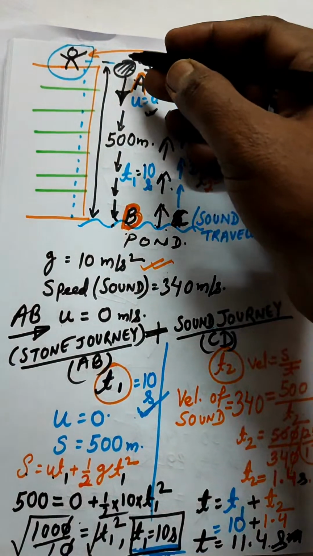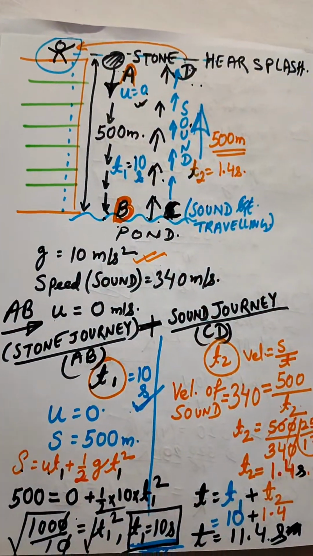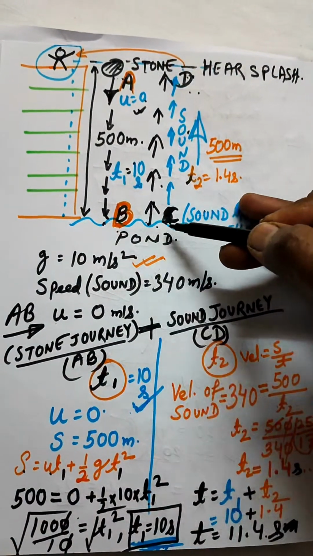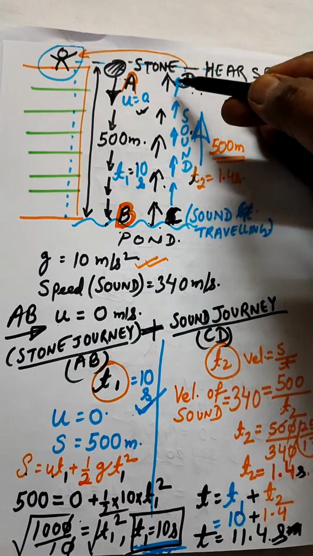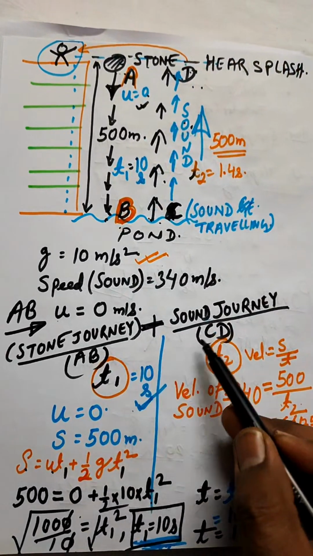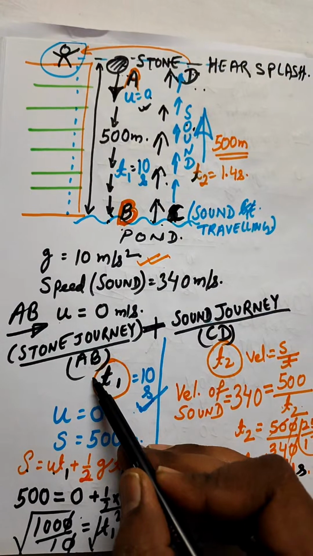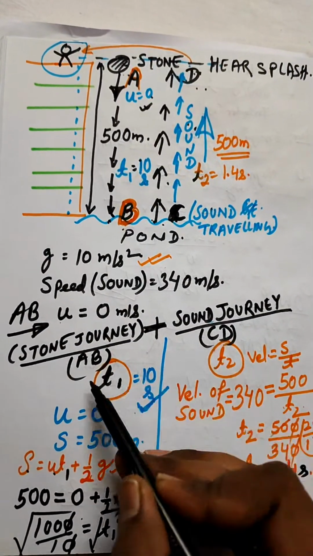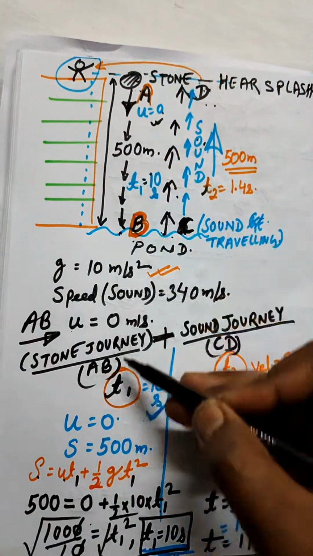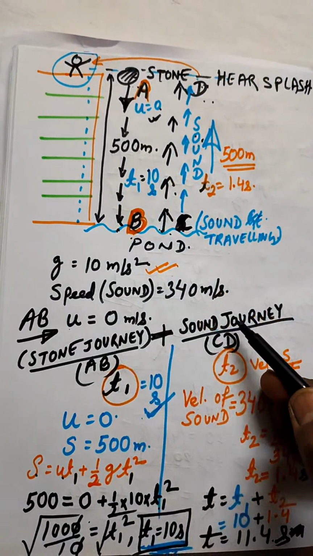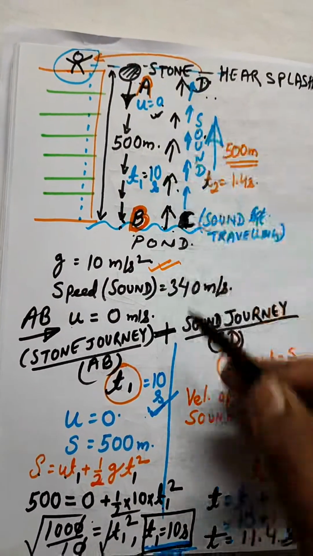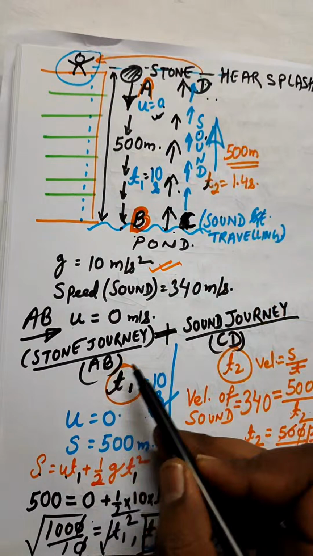From the time the stone is dropped, let's say it's 0 seconds, it goes and hits the pond, the sound is generated, and the sound travels the path CD, let's say. I'm just taking it separately so that these two things will be captured. One is AB, another is CD. The first is the stone journey when the stone is dropped and reaches the pond, and the second is the sound journey, when the sound is generated and travels the path CD. So two paths will be captured, AB and CD.